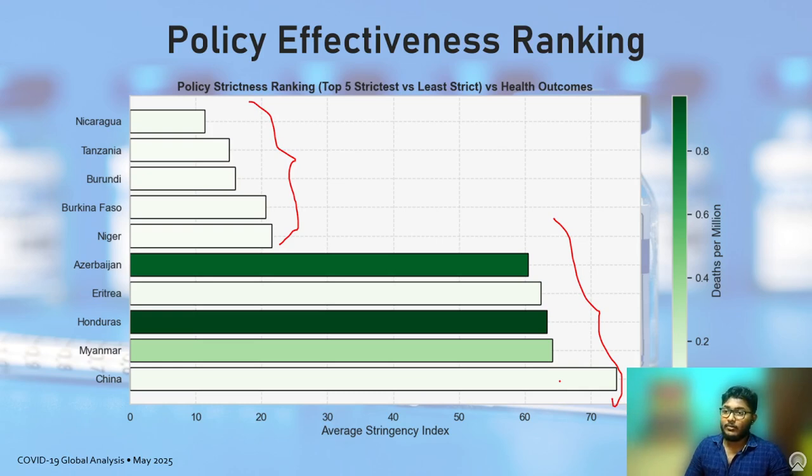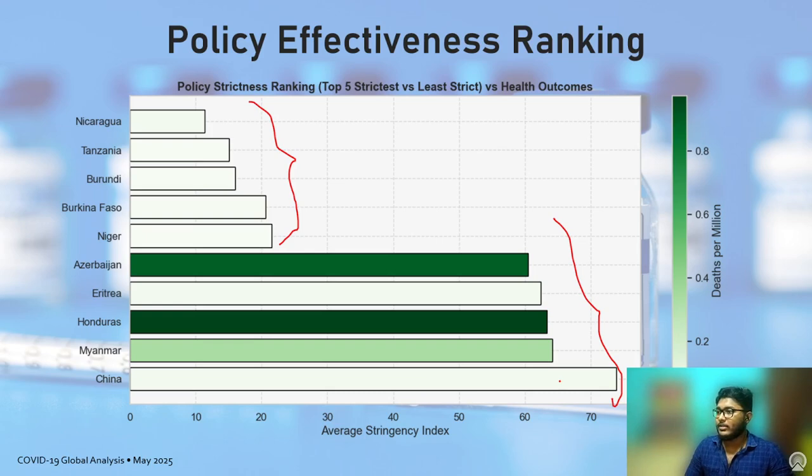However, countries like Honduras and Azerbaijan sustained a really high death rate, even though they had a really high stringency index. So that further suggests that policy timing, policy compliance, and healthcare capacity have a major role to play, other than stringency and vaccination alone.